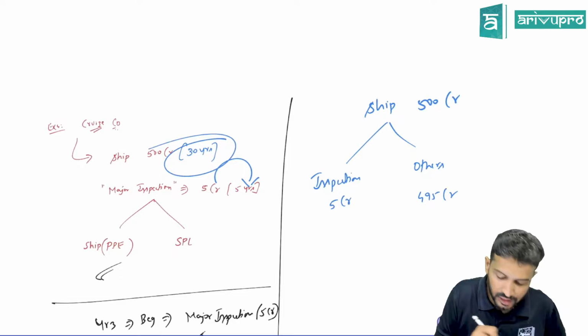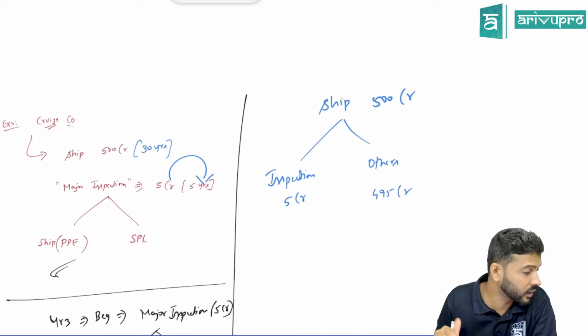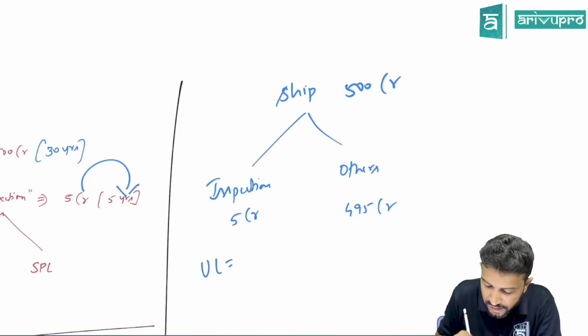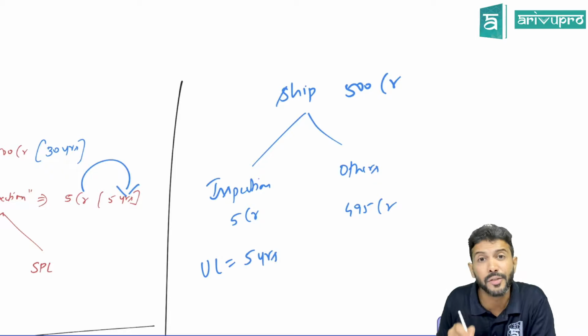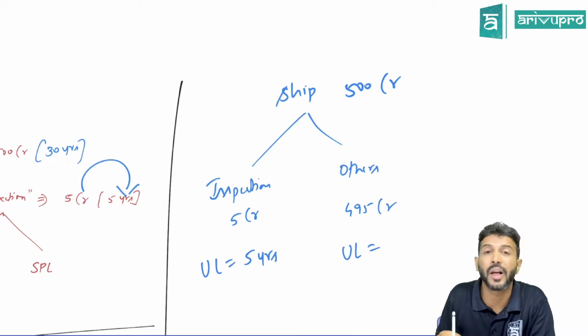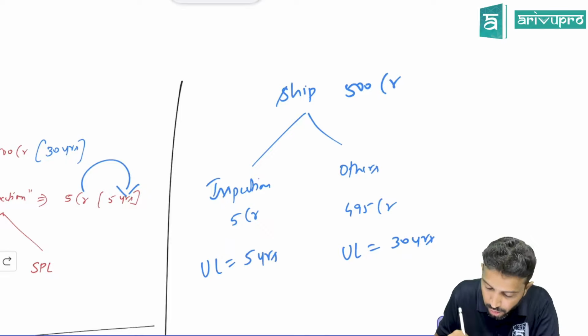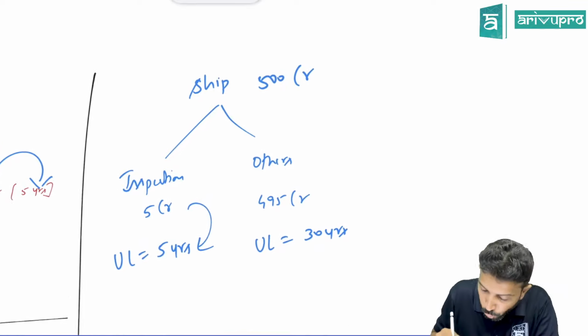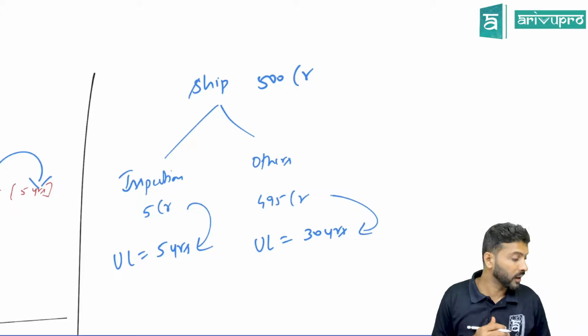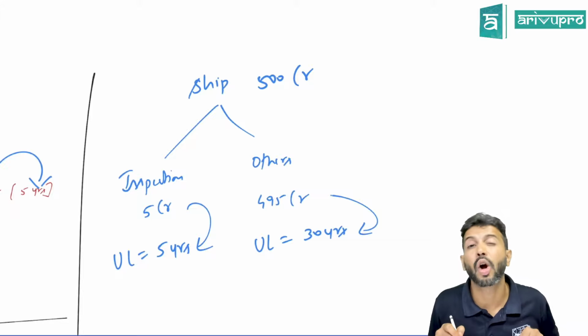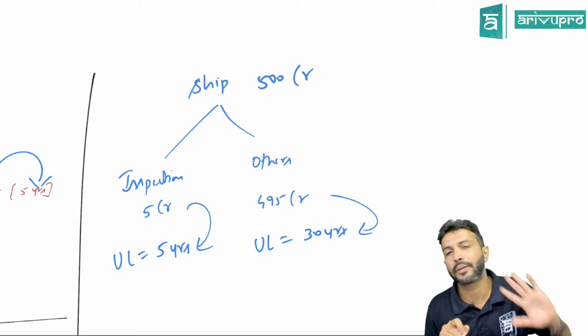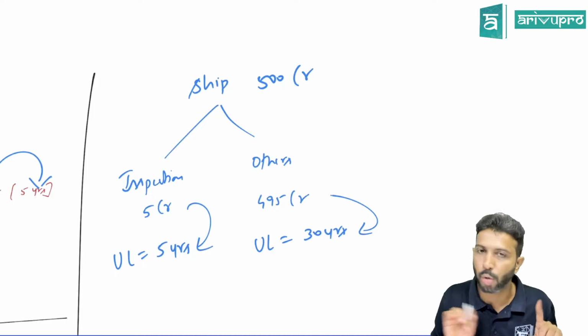The ship may last for 30 years. Inspection, can you do it once in 30 years? No. The useful life of this inspection charge is only 5 years. What is the useful life of the others? 30 years. That means 5 crore will be depreciated over 5 years, and 495 crores will be depreciated over 30 years. This is what we call component accounting. You still have to follow that. All that is the same. No change.